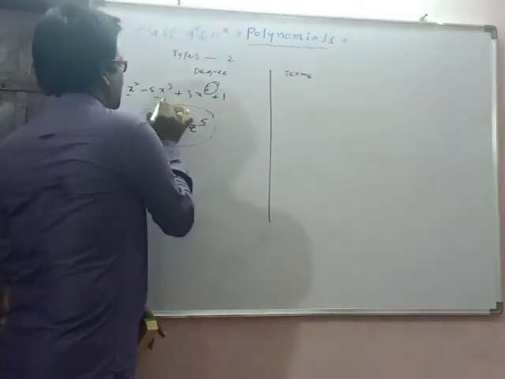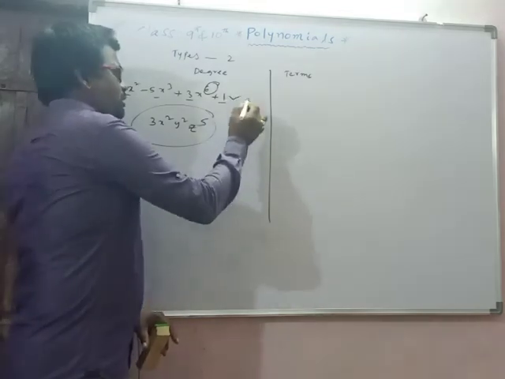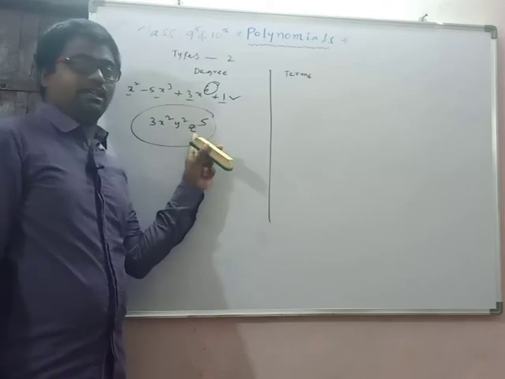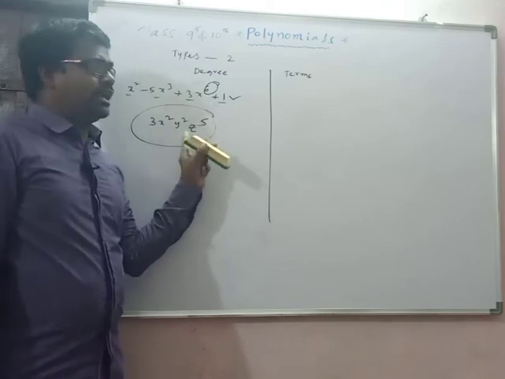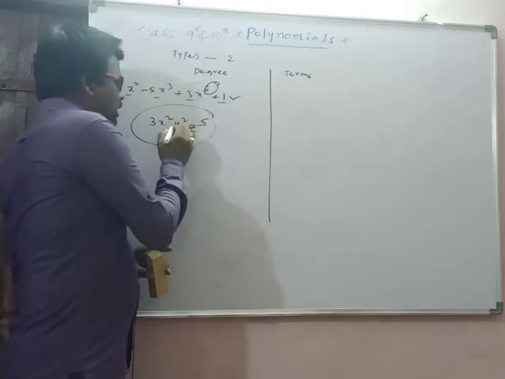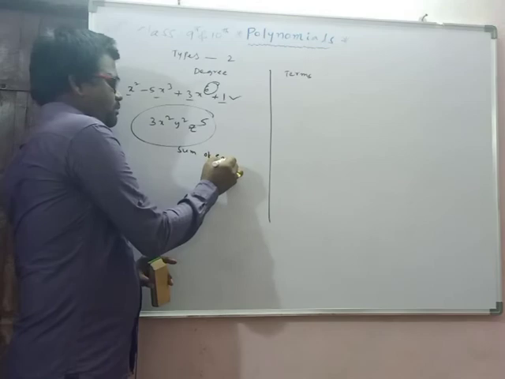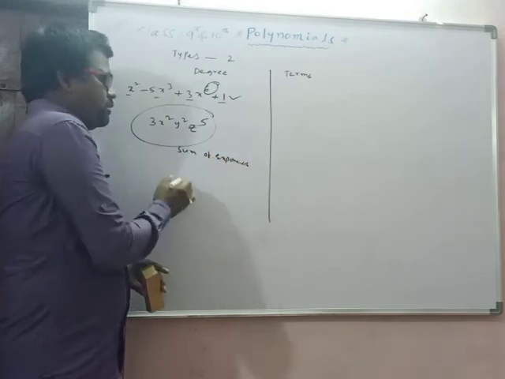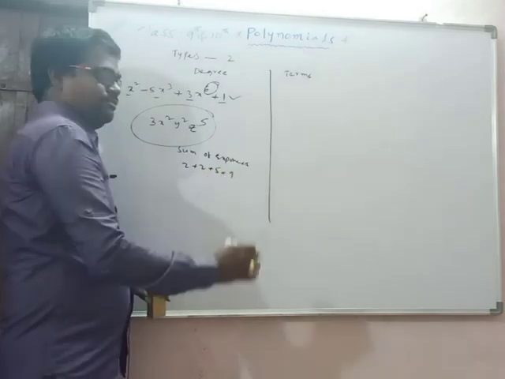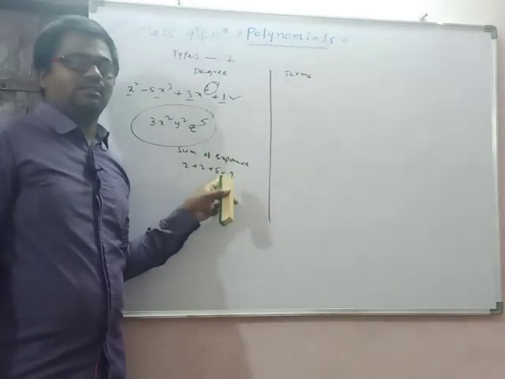So here 1, 2, 3, 4 terms are there now. So this is a polynomial. Next, this is only a single term. I will discuss what a single term means. Then here, sum of exponents of variable: 2 plus 2 plus 5, nothing but 9. So degree of monomial is 9.